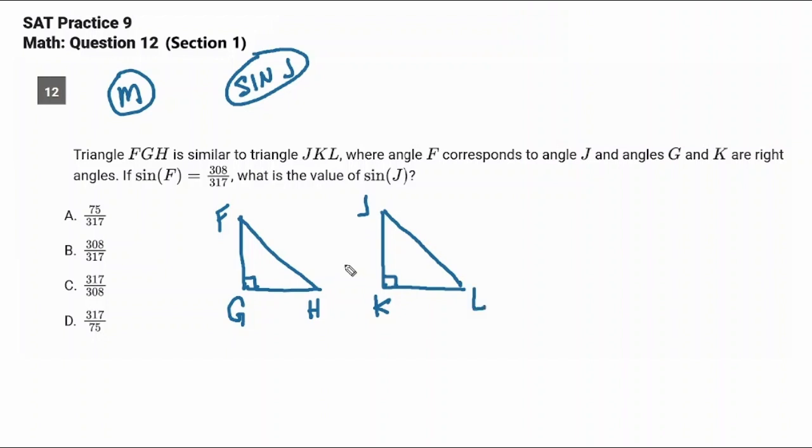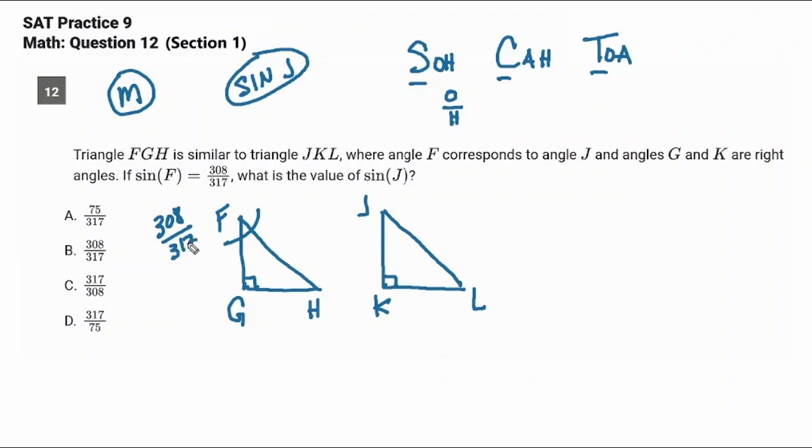What's similar mean? Similar means basically the same. Every trigonometry problem on the SAT, you can get it right with SOHCAHTOA: sine, cosine, tangent. And you know this trigonometry problem can't be that hard. Why? Because it's medium. So what are we looking for? We're looking for sine. Sine is opposite over hypotenuse. So sine F is 308 over 317. That means that the opposite side is 308, and the hypotenuse side is 317.